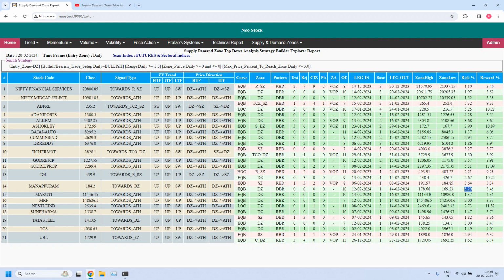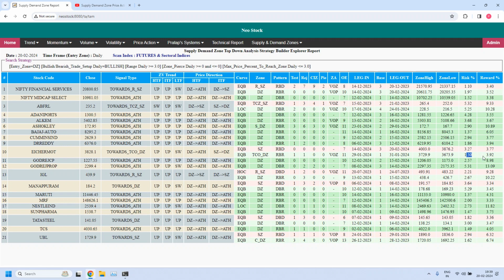Any other stocks moving towards the demand zone? Eicher Motors is also moving towards the demand zone. Your risk is 1.5%, reward is 3.92%. That means close to 4%. So if you take probably a type 2 entry in this zone, you may get a better reward, and moreover, you also get good RR.